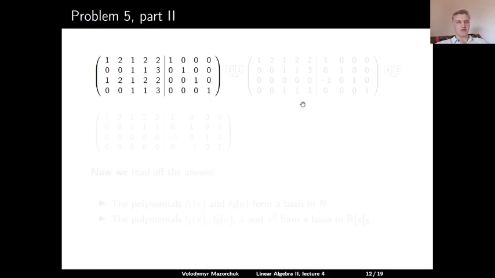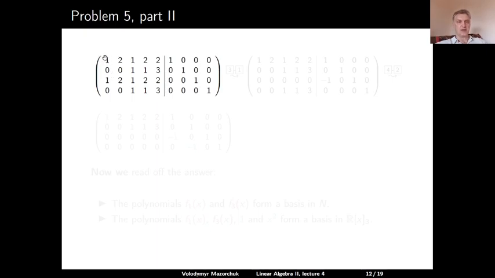So we start from the matrix, where on the left-hand side of the vertical line, we have the coefficients of our 5 generating polynomials written as columns in a matrix, and these are the coefficients with respect to the standard basis. And on the right-hand side of the vertical line, we have the coefficients of the standard basis elements in the standard basis. This means we just write the identity matrix. And now we have to reduce this matrix to a row echelon form using Gauss elimination.